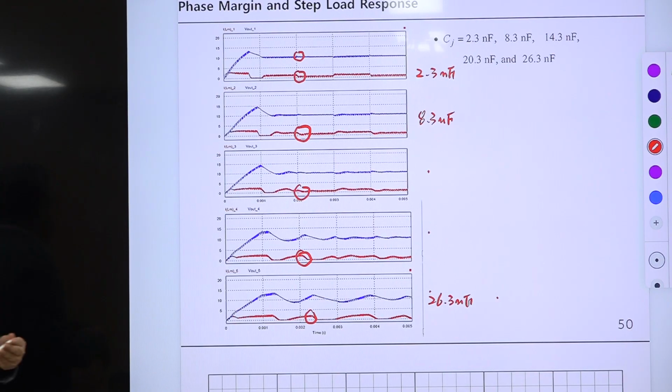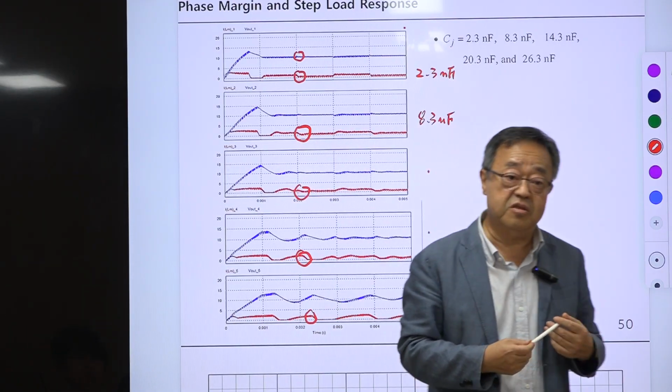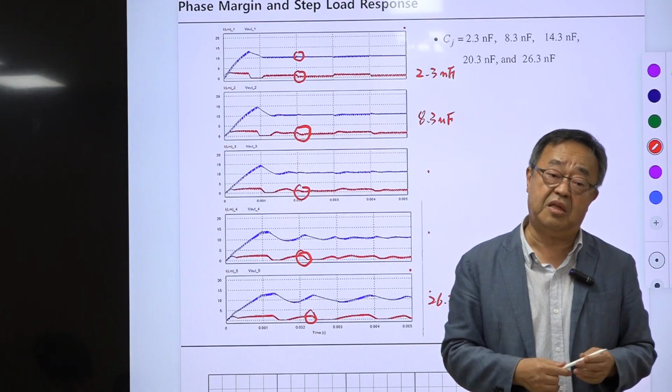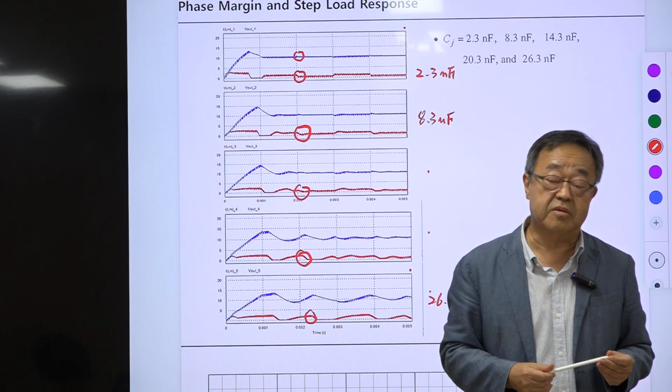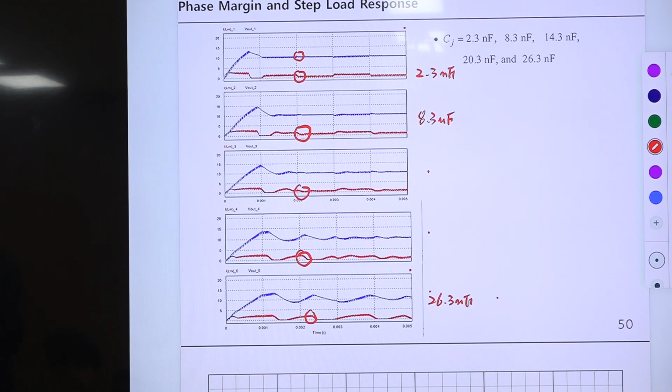Otherwise, you will experience some surprise many times. All right, this is the end of this flyback converter business.